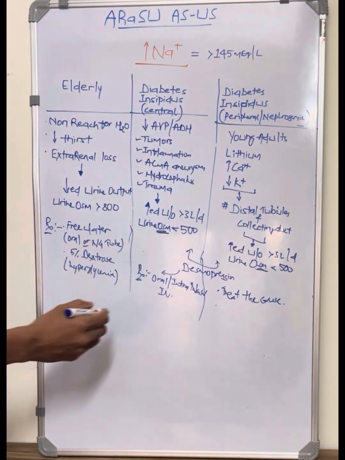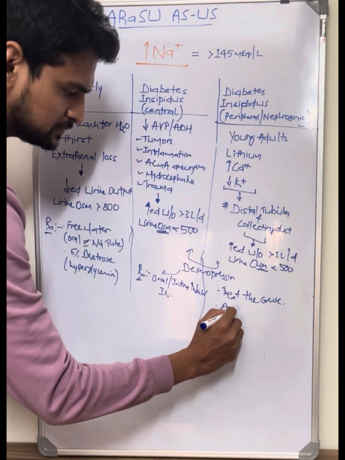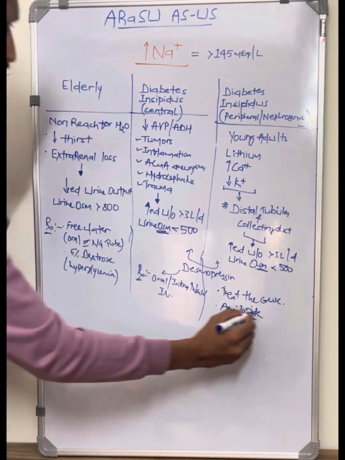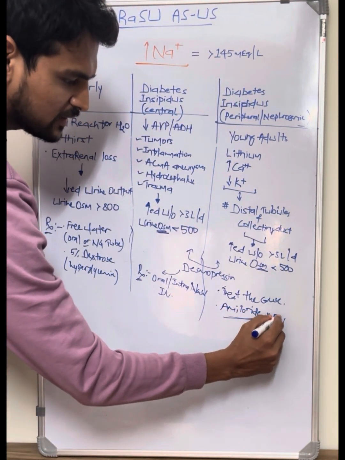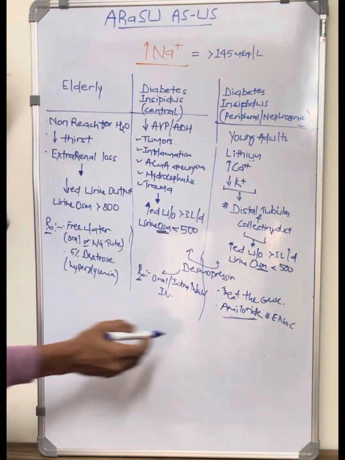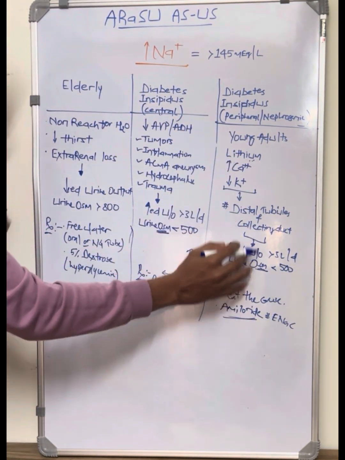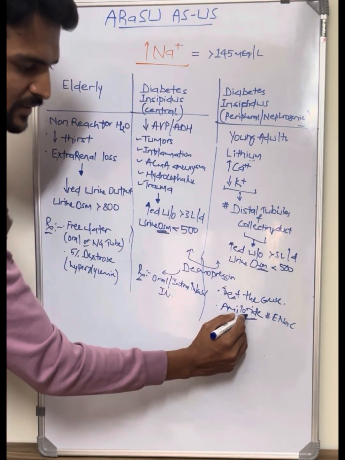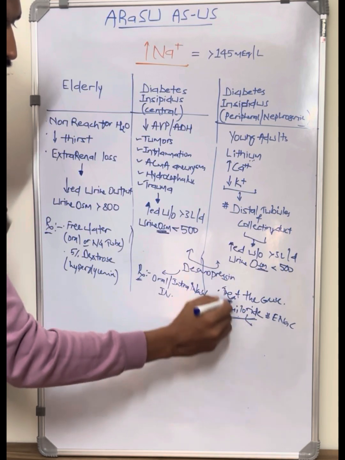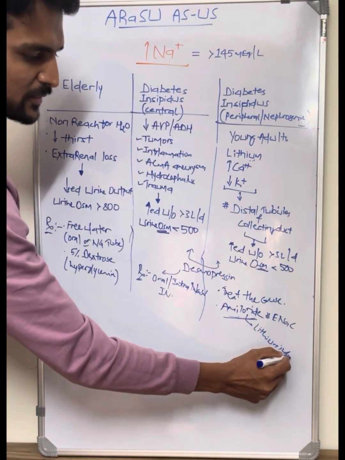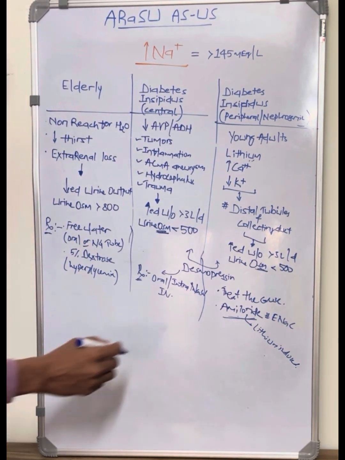For example, we can give amiloride. So how does it help? It will block ENaC channels. So there will not be any chance for lithium to do its action of disturbing the concentrating ability of the kidneys. So this amiloride will help in nephrogenic diabetes insipidus, especially if it is because of lithium induced. Otherwise, it will not help much.